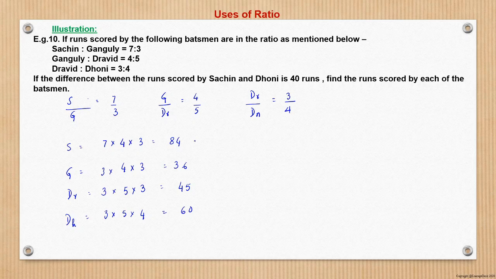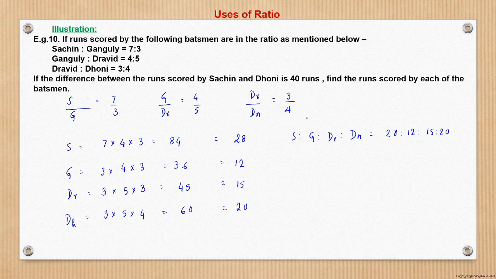Right? These are the runs scored by different individual players. I think 3 is common, no, in all the terms. Here also 3, 3, 3, 3. So 3 we will take out. So it is 28, 12, 15, 20. So this is the ratio. Sachin is to Ganguly is to Dravid is to Dhoni is nothing but 28 is to 12 is to 15 is to 20.